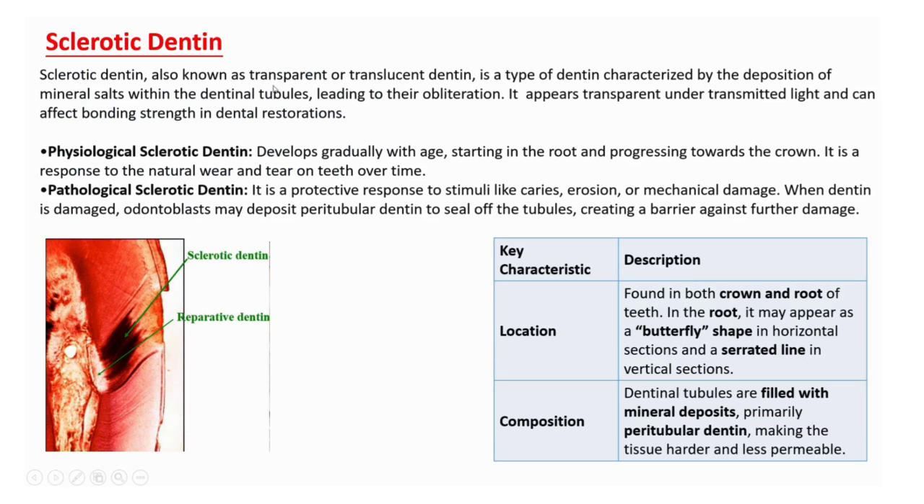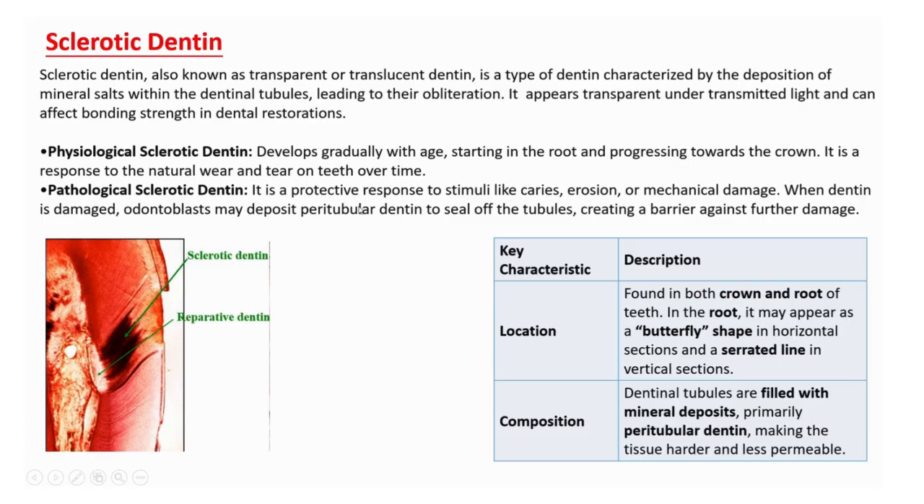It is also known as transparent or translucent dentin. It is a type of dentin which is characterized by the deposition of mineral salts within the dentinal tubules, leading to their obliteration. It appears transparent under transmitted light. It is of two types, physiological sclerotic dentin and pathological sclerotic dentin. Physiological sclerotic dentin gradually develops with age, starting in the root and progressing towards the crown. It is a response to the natural wear and tear on teeth over time.